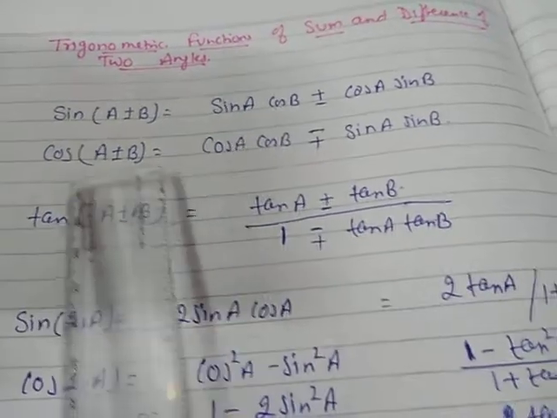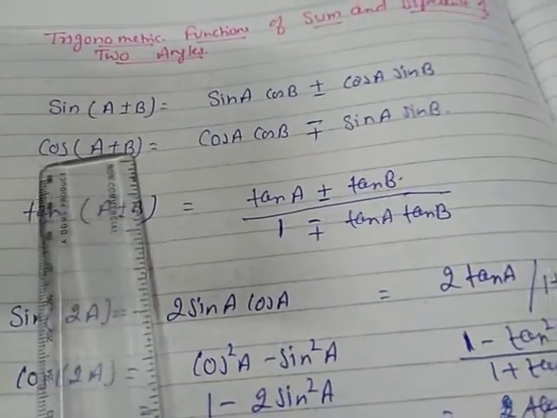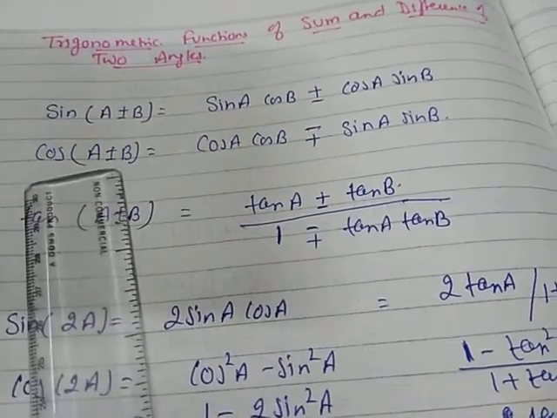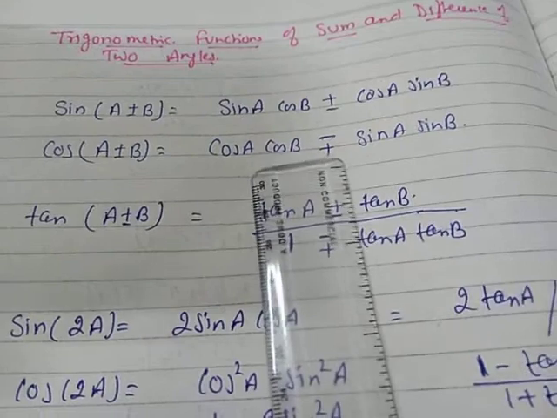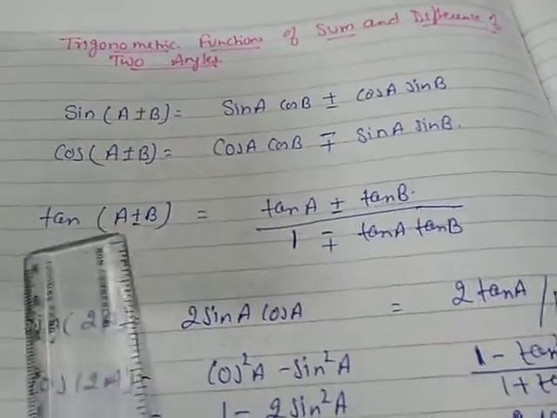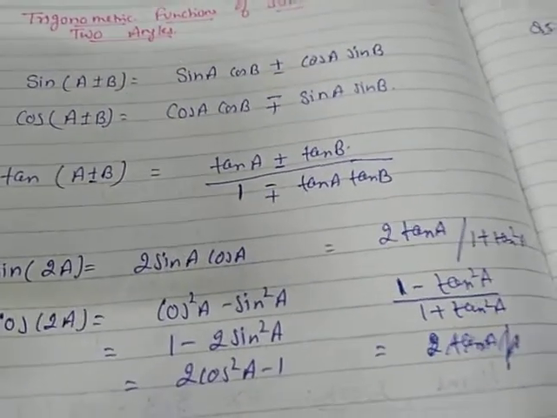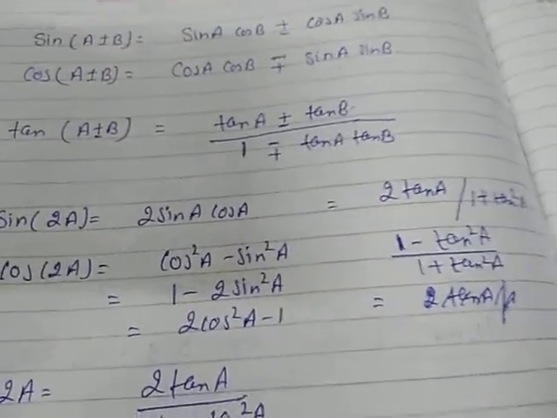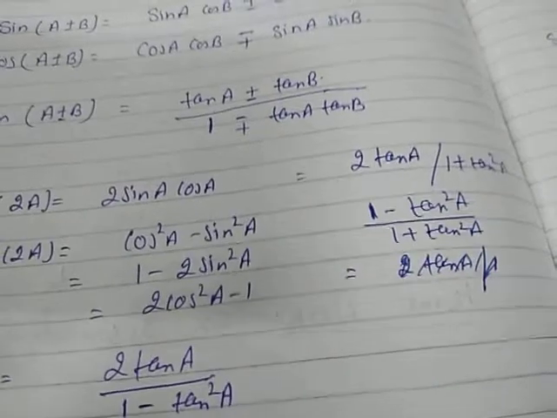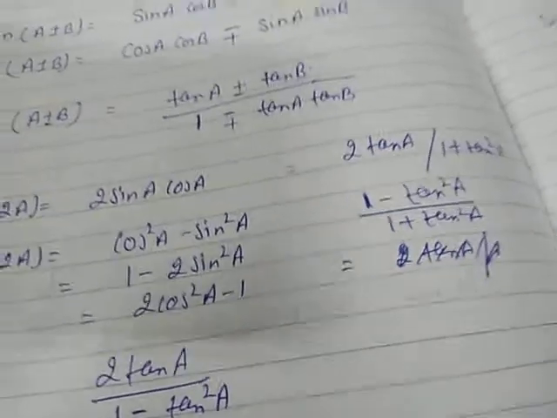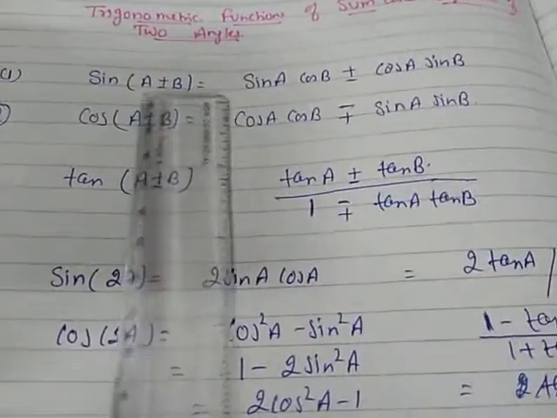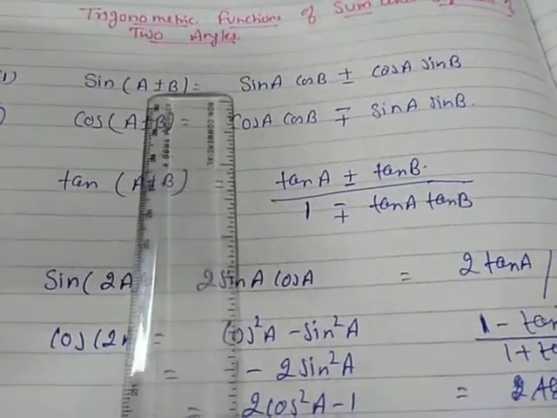Now children, just see, if A plus B is there, then here the sign is minus, and if minus is here, then this sign will be plus. tan(A±B) is equal to (tan A ± tan B) whole upon (1 ∓ tan A tan B). If A is equal to B, then A plus A will be 2A.